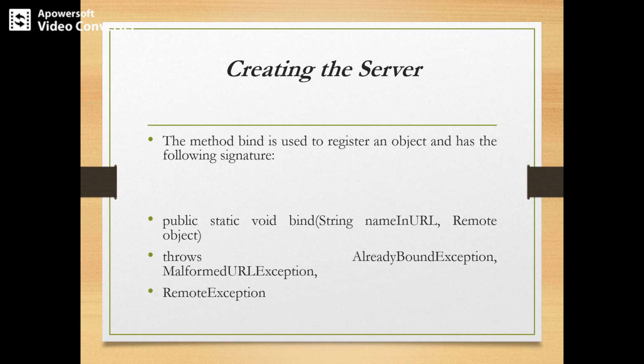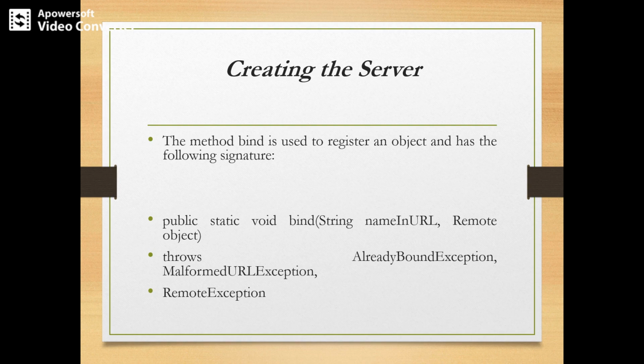Maybe AlreadyBoundException is required in case of any errors, and MalformedURLException because we are taking the host in URL format, and similarly RemoteException, because the remote object will be connecting here, so RemoteException is required if any error occurs. The first argument we should take is the URL, that is the string name in URL, which could be host dot port.